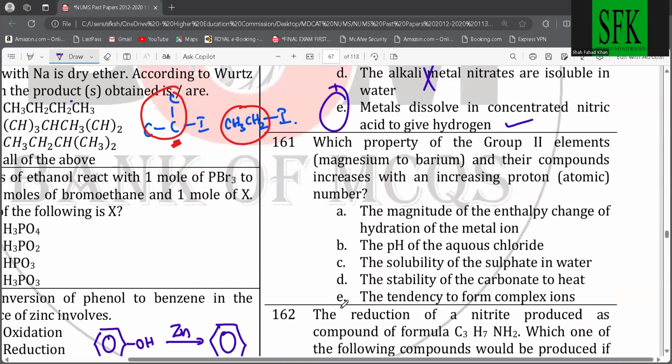Which property of group 2 elements, magnesium to barium and their compounds, increases with increasing proton number? Magnitude of the enthalpy change of hydration of the metals. Going from magnesium to barium means going down the group from magnesium to barium.